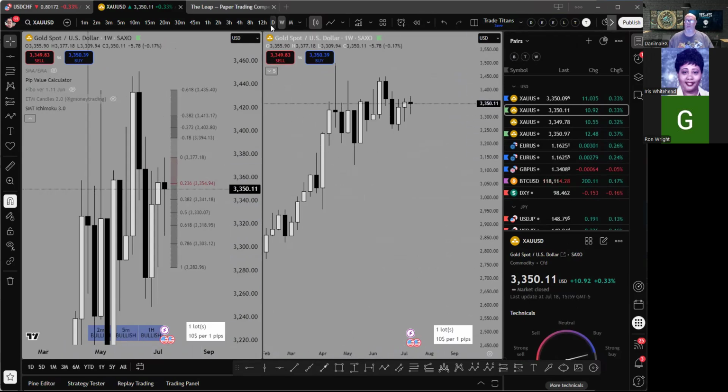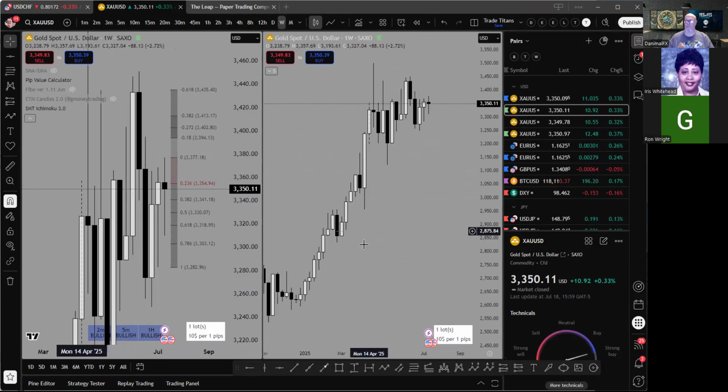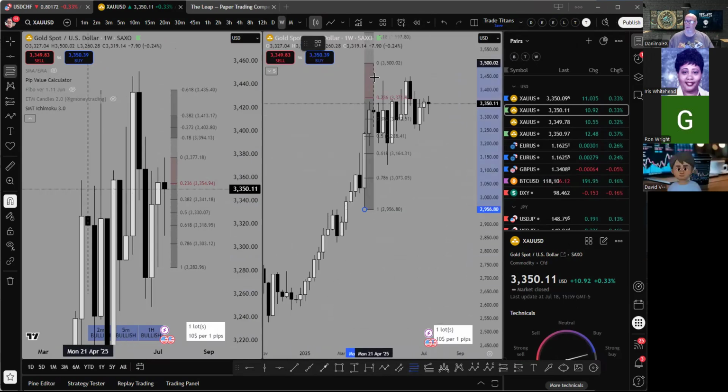This is a weekly. Now it doesn't matter. It's still basically going to show the same thing. There's my weekly impulse, and price is stuck at the 236. Same thing.